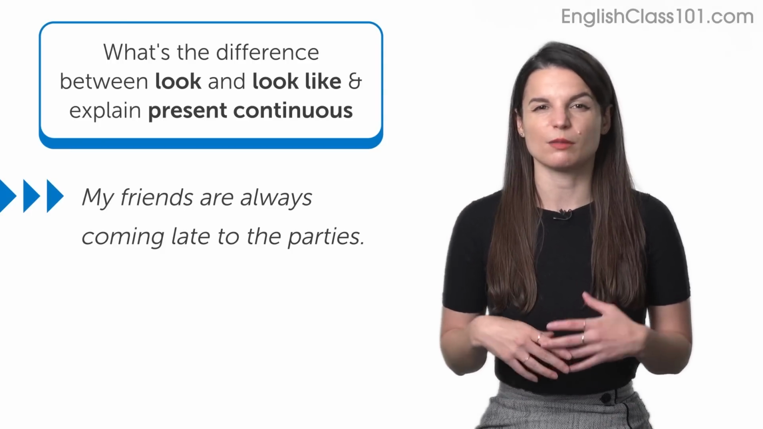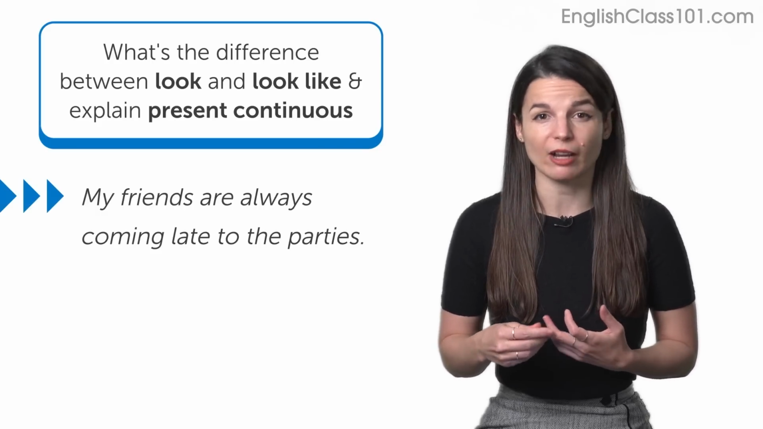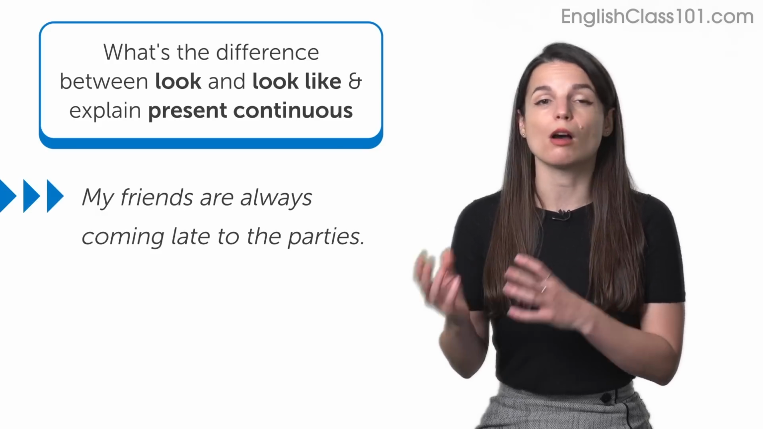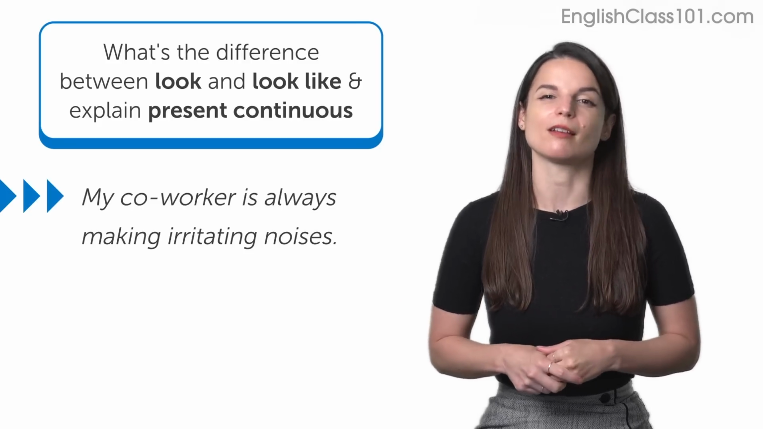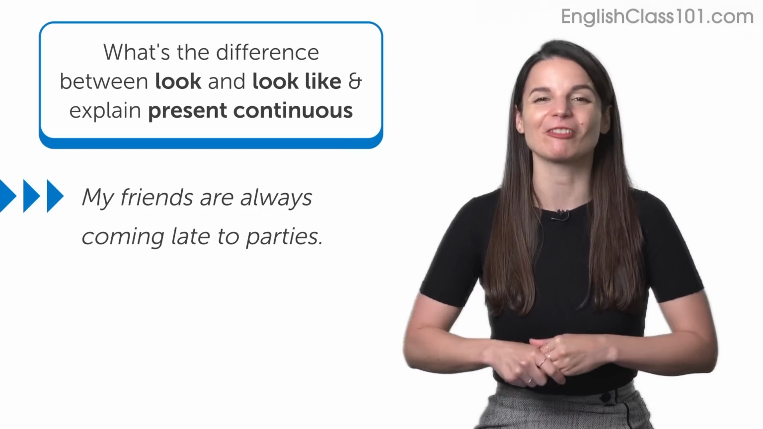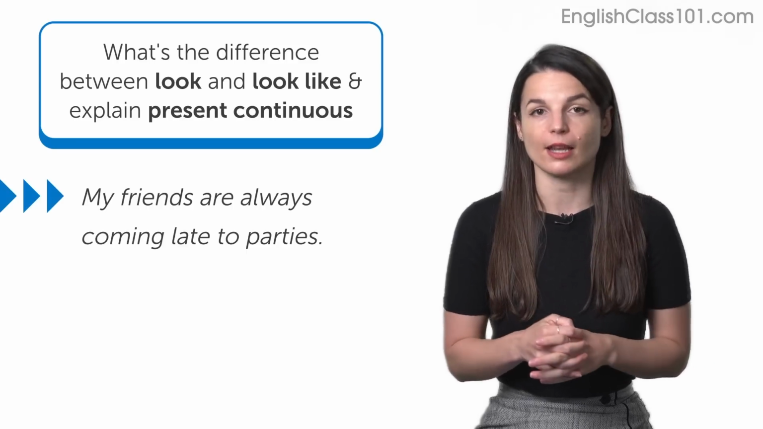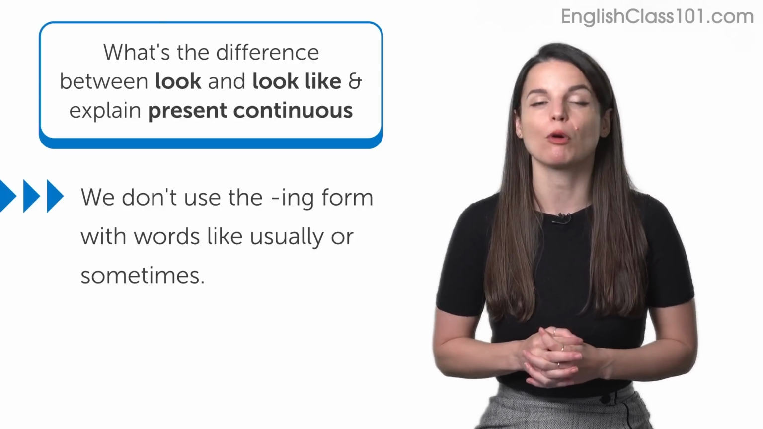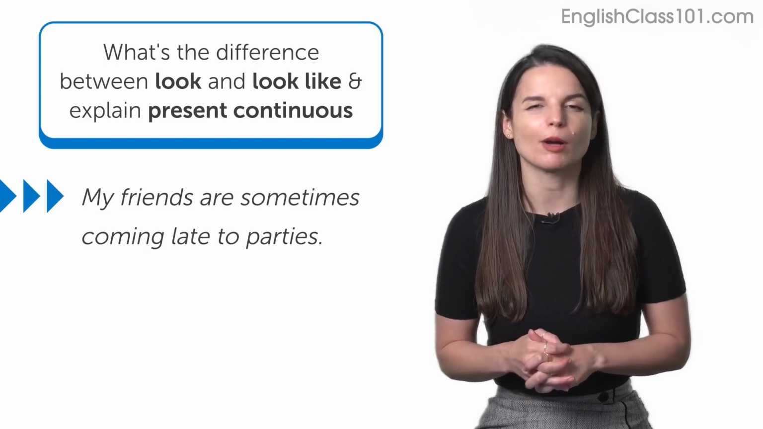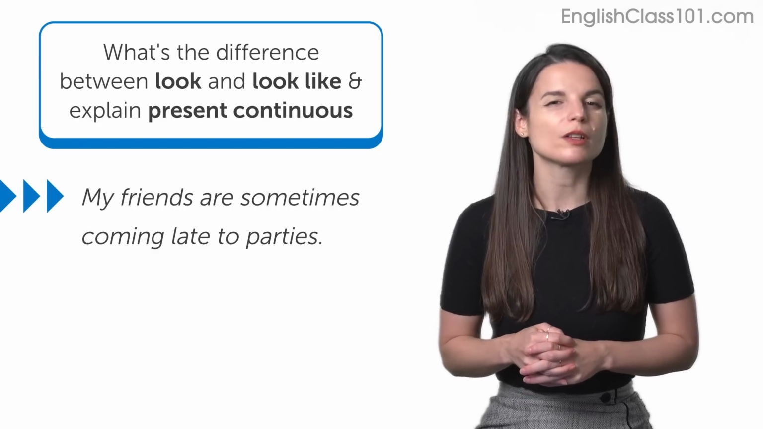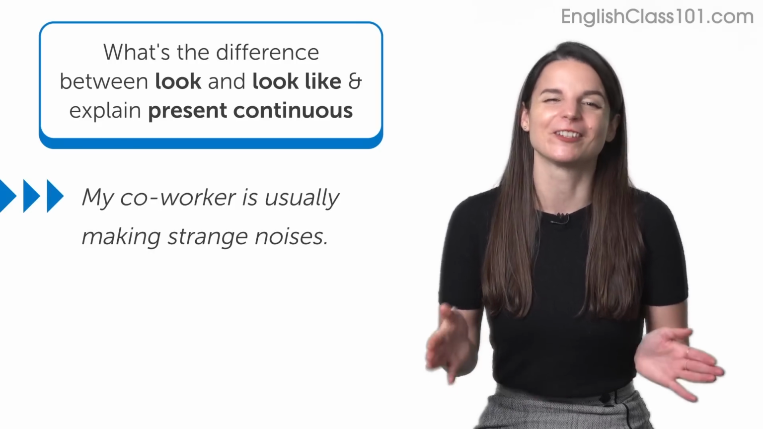So when somebody has done something that's irritating, that's annoying to us, or when we're tired of some kind of behavior, you might hear people using the always plus ing verb form. So in my earlier examples, my coworker is always making irritating noises, or my friends are always coming late to parties. So you might hear it used with always in these cases, but we don't use the ing form with words like usually or sometimes. Like, my friends are sometimes coming late to parties is not something that we use. We would also not do this with usually. Like, my coworker is usually making strange noises. We don't use that either.